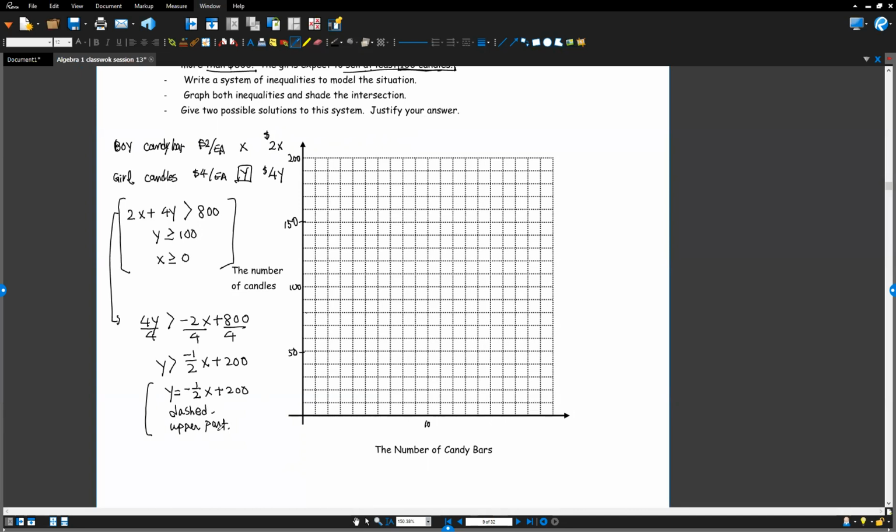Okay, now let's graph y equals negative 1/2 x plus 200. The y-intercept is 200 over here. What is 1 over 2? Move right 2. Okay, 1 over 2, you can use a negative 1 over 2, right? Right 2, 1 down, isn't it? Right 2, 1 down, that's the next one.